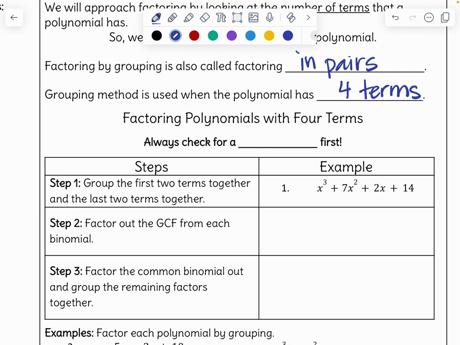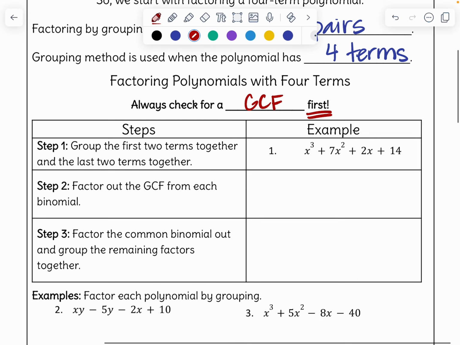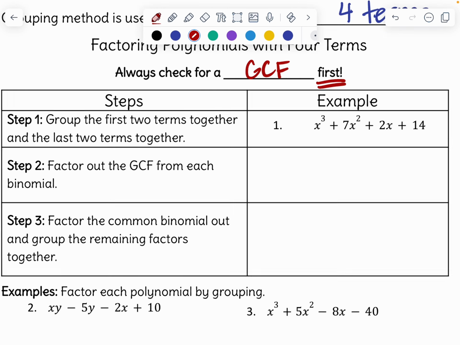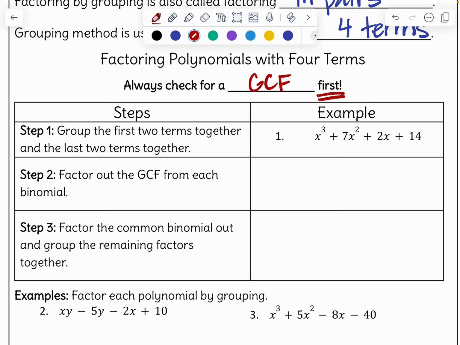For the steps, we're always going to start with checking for a greatest common factor. Before we do anything, always check to see if all 4 terms have a greatest common factor, with the exception of 1. It's always going to have 1 in common. If it has something other than 1, we're going to check for that. So step 1 should actually be check for the greatest common factor.